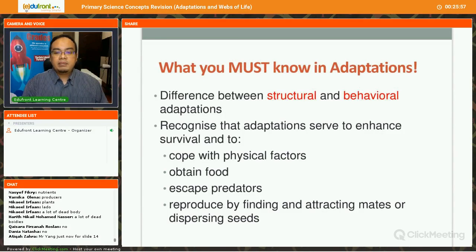You must recognize that adaptation serves to enhance survival. Number one, to cope with physical factors. What do we mean by physical factors? Like the temperature of the surroundings, the wind condition, the water condition, the various physical factors. Animals also adapt to obtain food, because without food they will not be able to survive. Animals also adapt to escape from predators, and for reproduction, by finding and attracting mates, or for dispersing seeds. These are for plants.